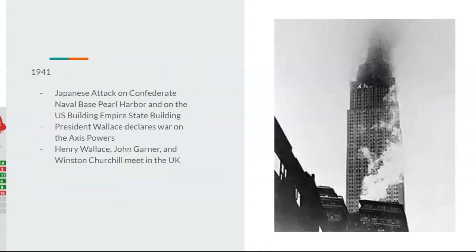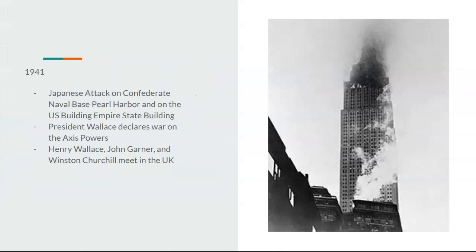In 1941, Japan attacks both countries. They attack the Confederate naval base Pearl Harbor. Poor Pearl Harbor, they're just getting attacked all over this timeline. And they also attack the Empire State Building.